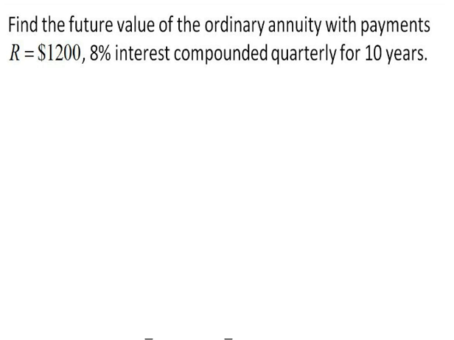Well, let's look at an example. Let's say you're to find the future value of an ordinary annuity with payments of $1,200 with 8% interest compounded quarterly, so you're making quarterly payments as well, for 10 years. So what this is saying is that every 3 months we're depositing $1,200 into this account, which pays us 8% interest compounded quarterly. We're making the payments at the end of the quarter for 10 years, and we want to know how much will be in the account after 10 years.